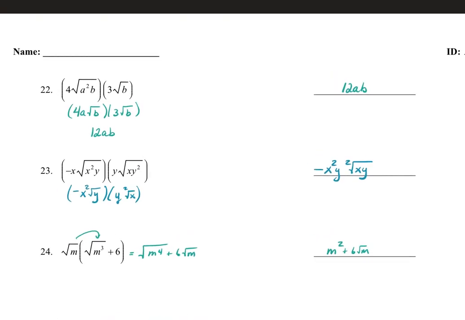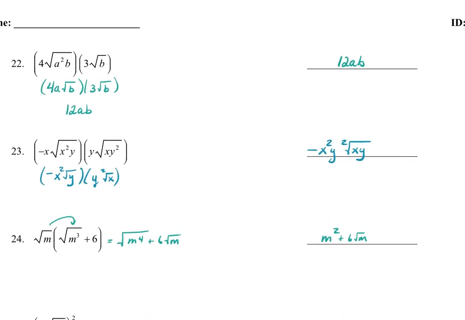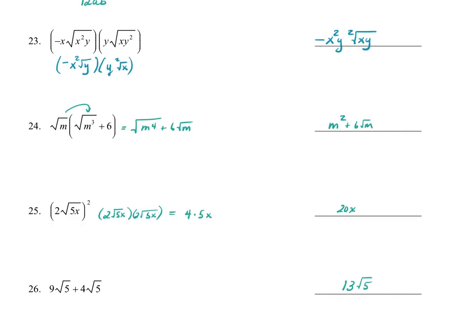All right. 22. 12ab. 24, when you multiply square root of m times square root of m, it's the square root of m to the 4th. But then there's 4 m's. They cancel out in pairs, so there's only 2 m's when you bring it to the outside.